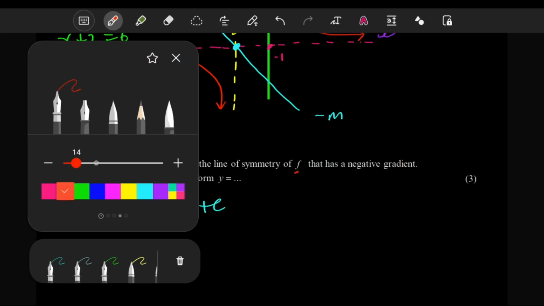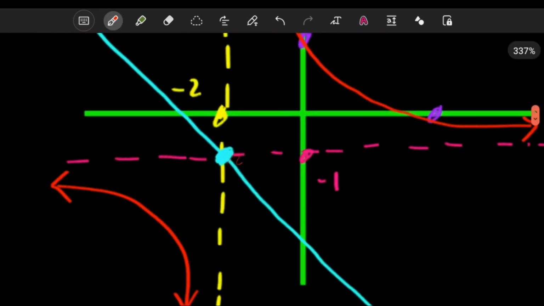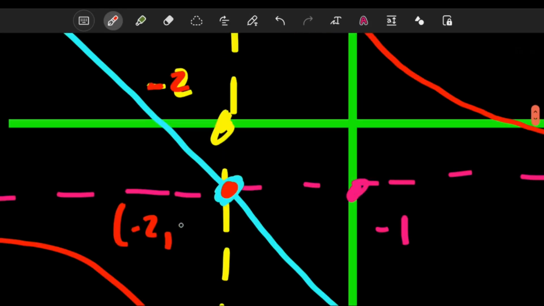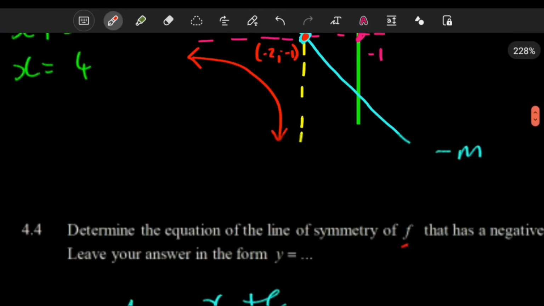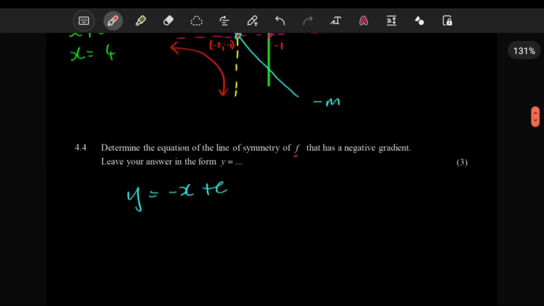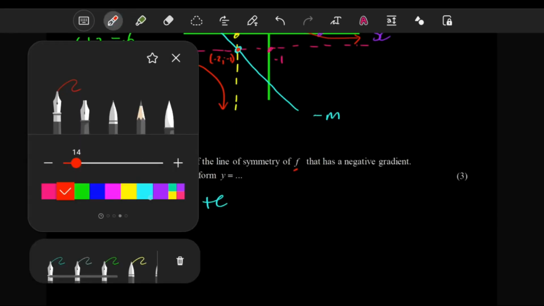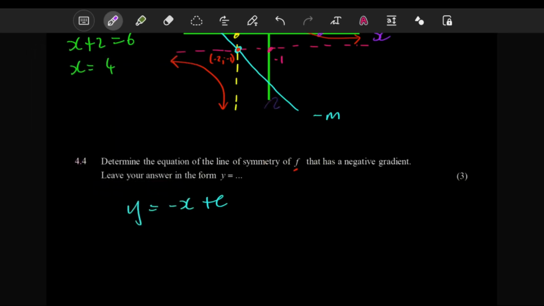And the good news is, for the coordinate that the graph passes through, you already know that the x value is negative 2 there. The y value is negative 1 there. You see, that's a coordinate. You already know it: negative 2 and negative 1. So that's the coordinate you can use for your straight line and get the full equation of this straight line. So let's do this here.